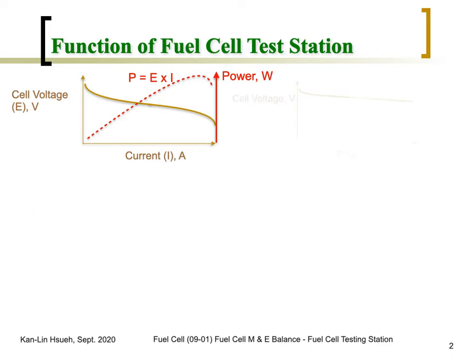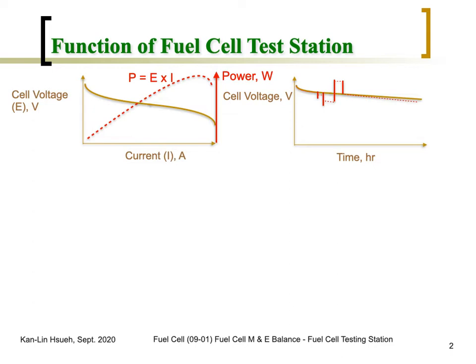The other purpose is to run the cell voltage at a constant power or constant current for a long time, to see the duration or the degradation of the fuel cell. From there, you can see for every tenth of a volt drop, how many hours the fuel cell will last.